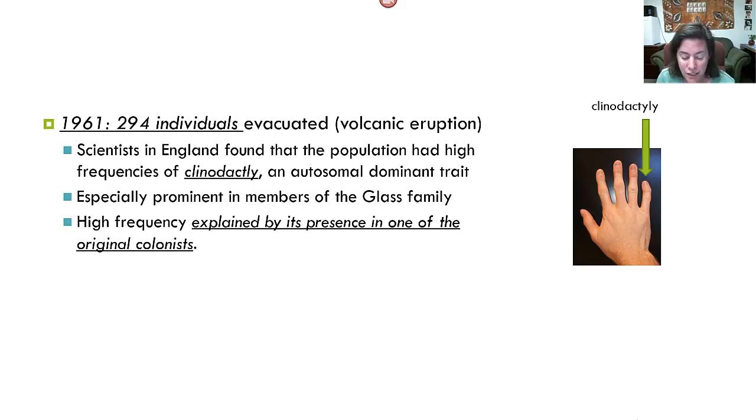The high frequency of this trait is explained by its presence in one of the original colonists. The original Glass father had this trait, and he passed it on to his daughters and all the other individuals that were his descendants. So genetic drift, as you can see, can be very powerful and does happen in nature, both in terms of the birds in the Galapagos as well as in human populations. So it's a very powerful evolutionary force, and one that we shouldn't forget about.